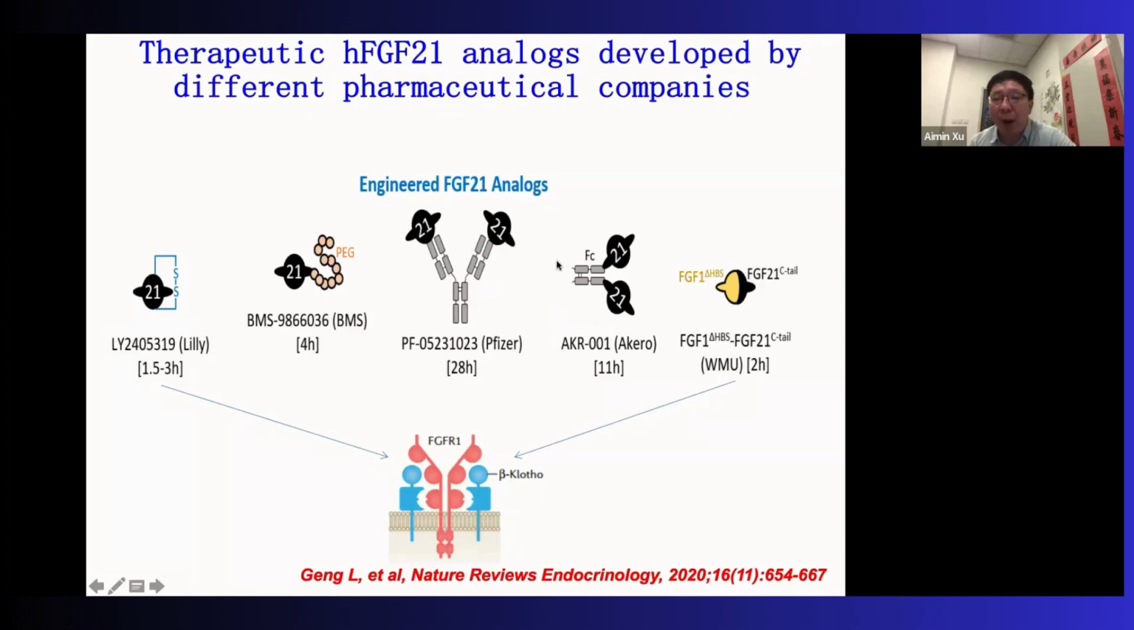The most promising one is FGF21 developed by the company Akero, currently in phase 3 clinical trial, which links an antibody Fc fragment with two FGF21. There are also other developments, such as using FGF1 without the heparin binding domain, with conjugation of the FGF21 C-terminal to increase its potency. They are all under various phases of clinical trial.